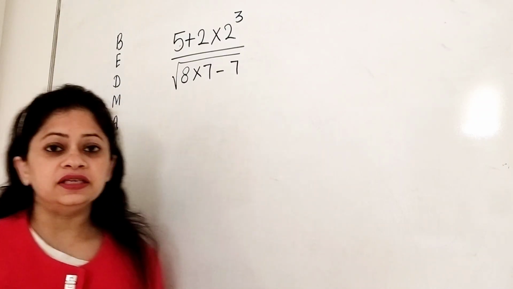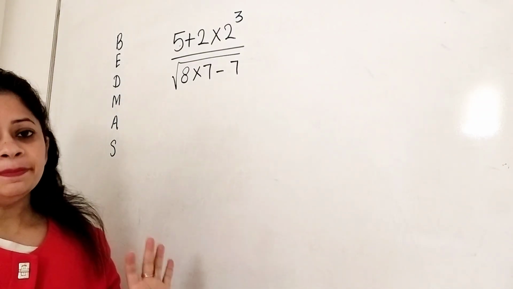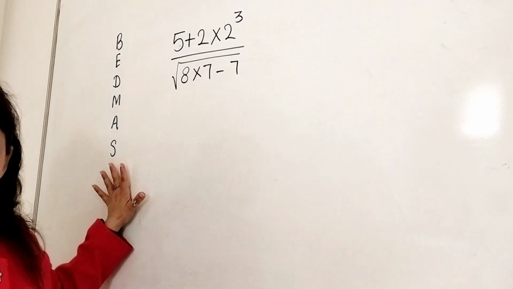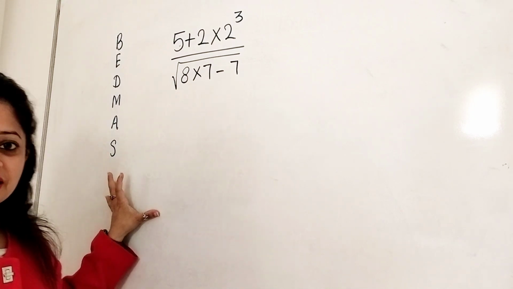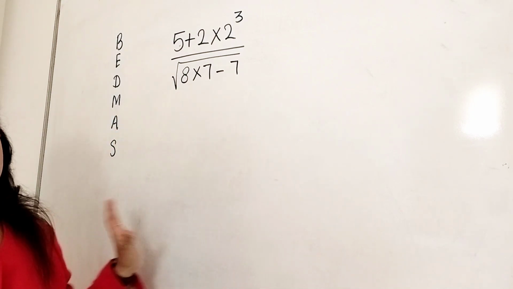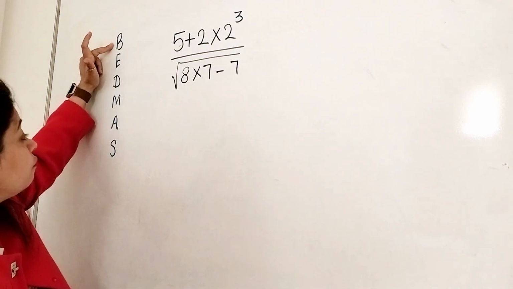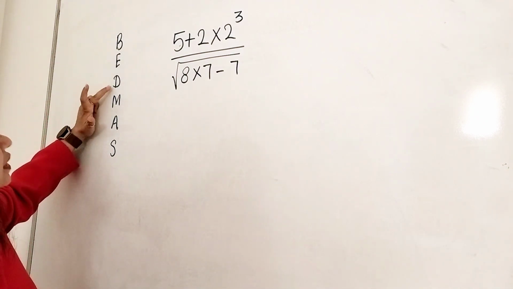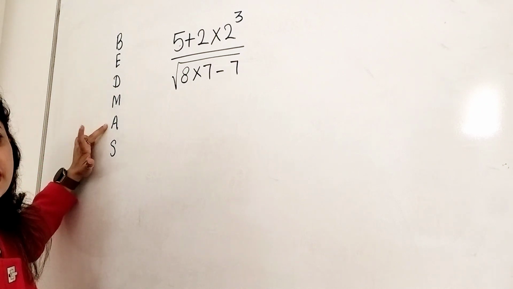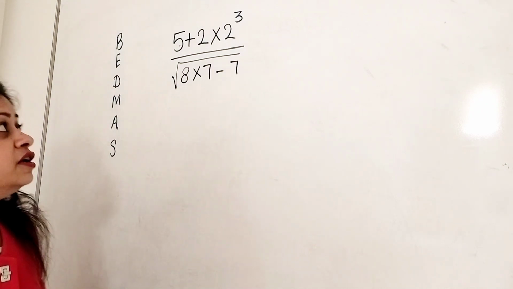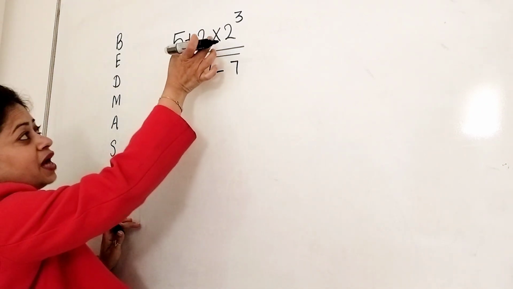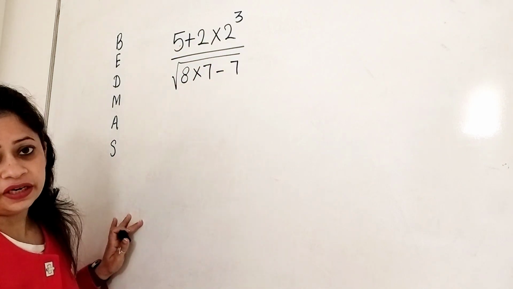I am Upasana Taneja and this is a very simple and easy question of BODMAS, order of operations. So how do we apply operations in these types of questions? We know BODMAS means we will solve brackets first, then exponents, then division, multiplication, addition and subtraction, right? So in this question, if we see, we have a numerator and denominator, okay?